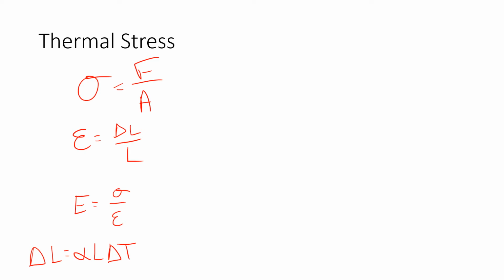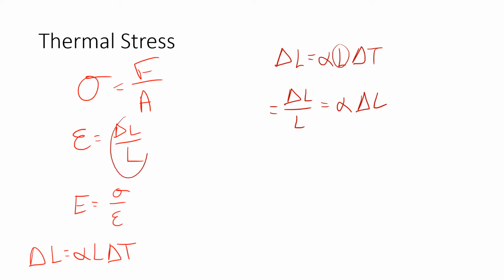So we're going to start with our thermal expansion formula because we're talking about changes in temperature today. So delta L is equal to alpha L delta T. What we're going to do now is kick this guy over to the other side of the equal sign. So delta L over L is equal to alpha delta T. Now we know what delta L over L is because it's right there. So this is equal to strain. Thermal strain is just alpha times your change in temperature.